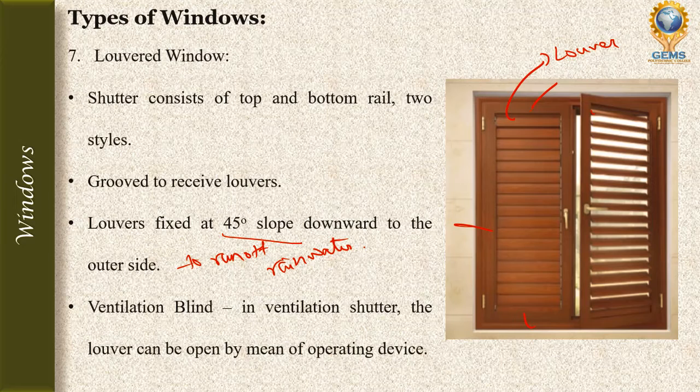And if you add the ventilation blind, what will happen? The louvers can be opened by means of an operating device. Some operating device, a mechanical device, so that we can open or close these louvers. So that is called a ventilation blind.